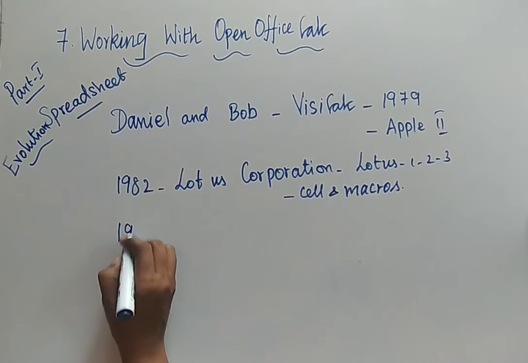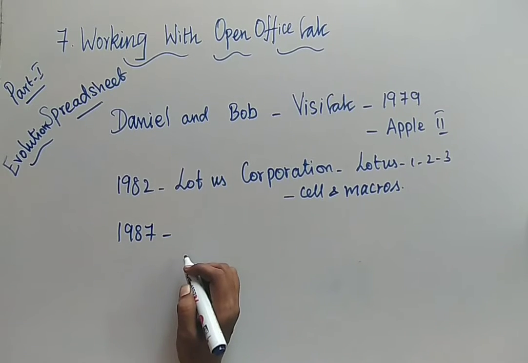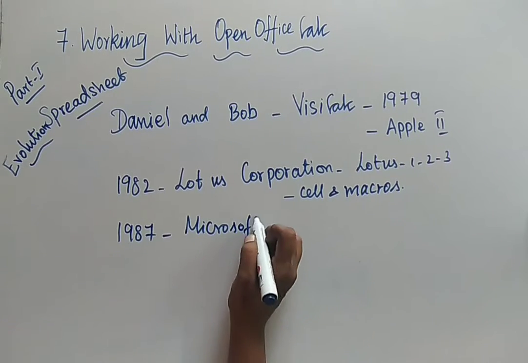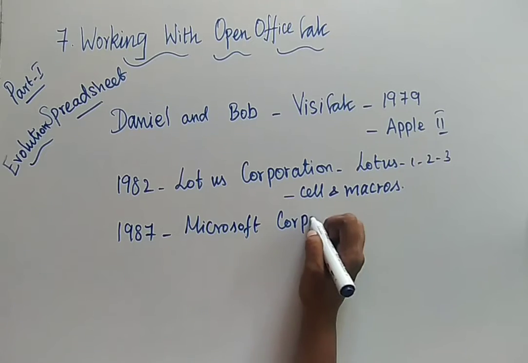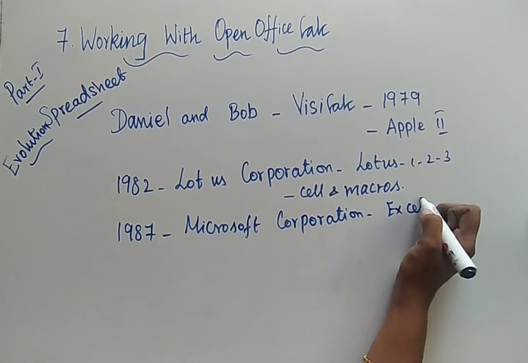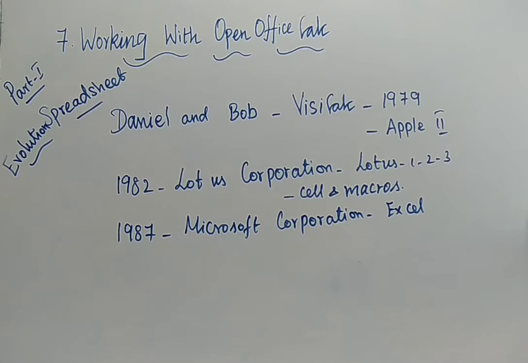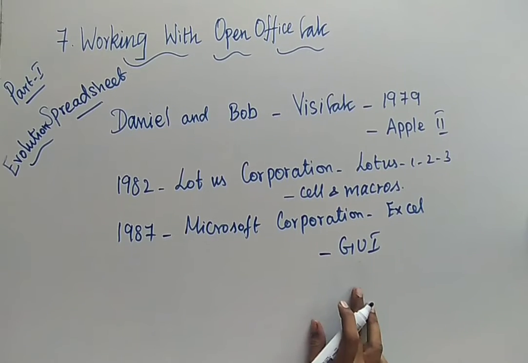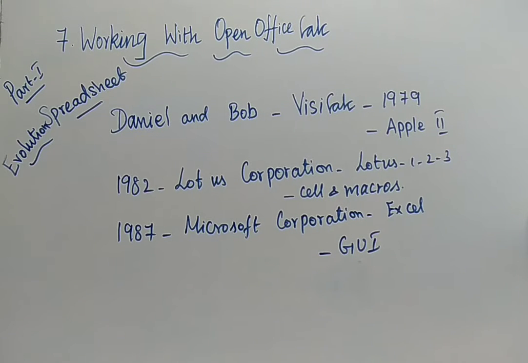In the year 1987, which organization? Microsoft Corporation introduced what for you? You are familiar with this one: Excel. In 1987, Microsoft Corporation introduced Excel. Excel is GUI based. What do you mean by GUI based? It is a graphical user interface. Just by using a mouse click, you will be able to easily work with Excel. Clear with the introduction?